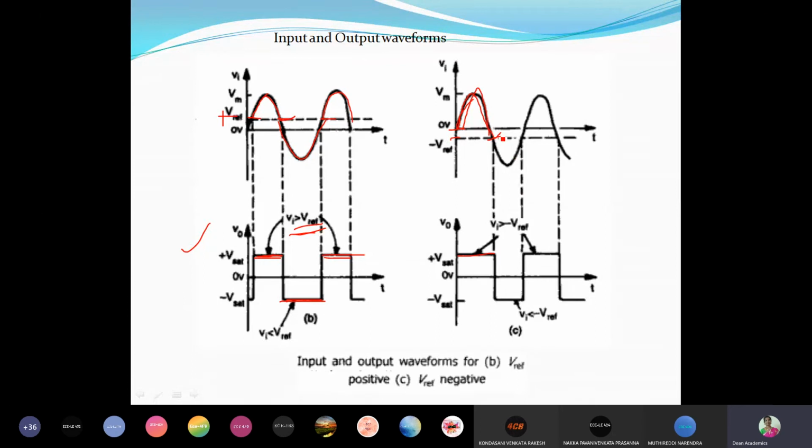And when Vin is less than reference voltage, output will be at minus VSAT. So like that, output will be changing from plus VSAT to minus VSAT. Depending on the reference voltage that you take, you can design your comparator. So this comparator output waveform is with positive reference voltage, and this is with negative reference voltage. Is this clear to you or not?